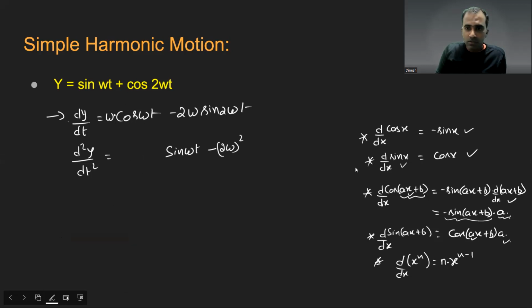The constant will come outside, as I told you here. That constant, whatever is the constant multiplied to the variable. Here I have shown you the formulas with respect to x. Instead of x, we are having t here. T is the variable. Beside the variable, whatever is the constant, that should come outside.